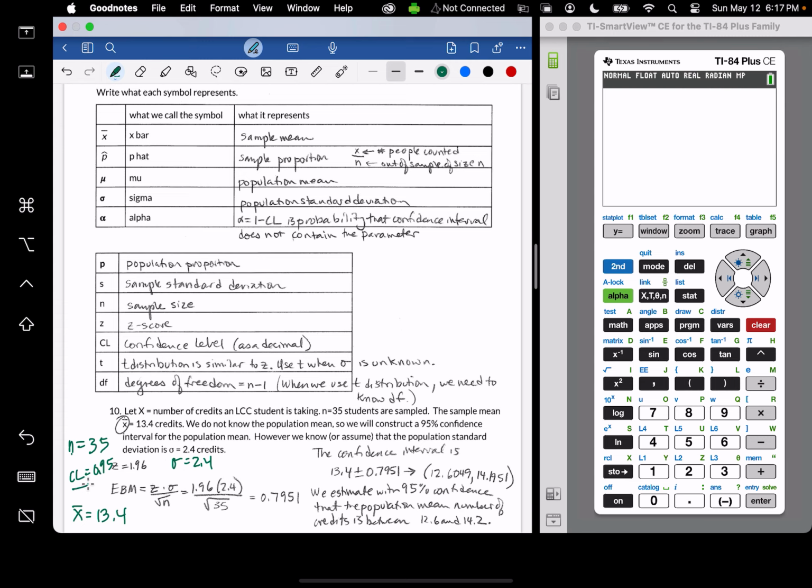Now I went from confidence level 0.95 to telling you that Z is 1.96. Are you okay with that? Yeah, that's the correct Z score. So the EBM will be Z times sigma over root n, 1.96 times 2.4 over root 35, and that gives me 0.7951. And then I just do X bar plus or minus the EBM. And that gives me my confidence interval.